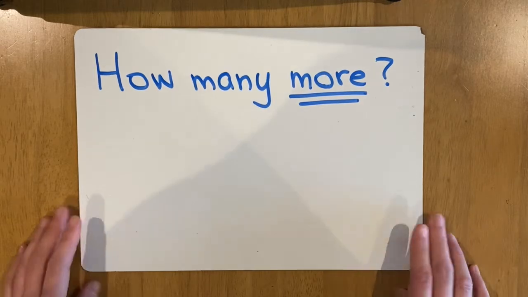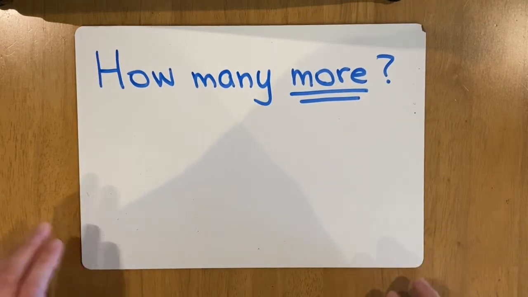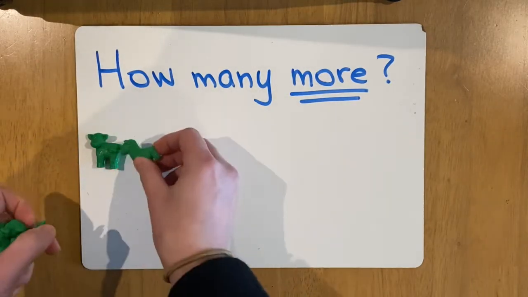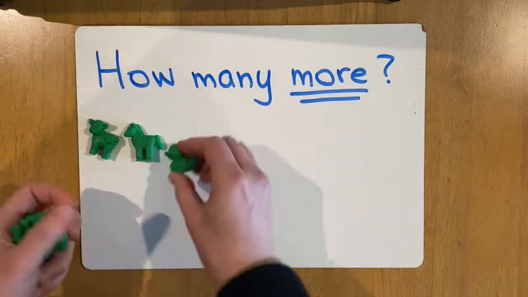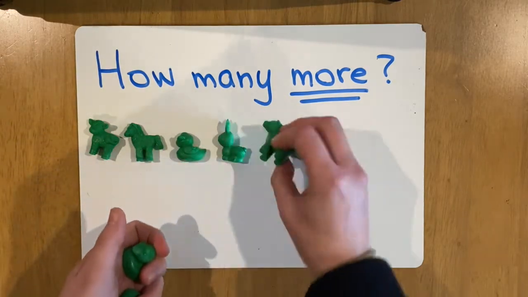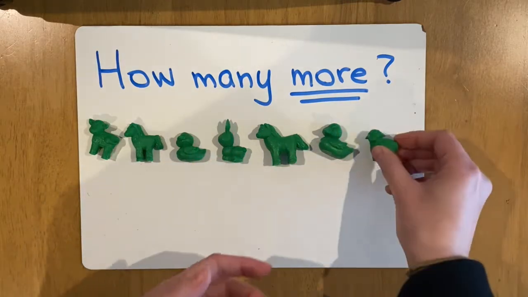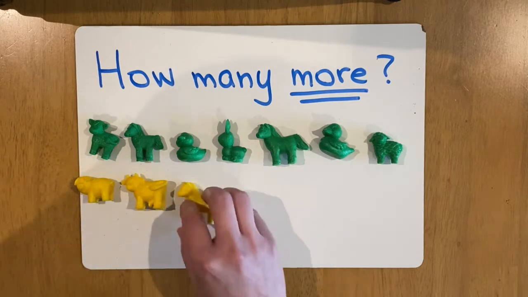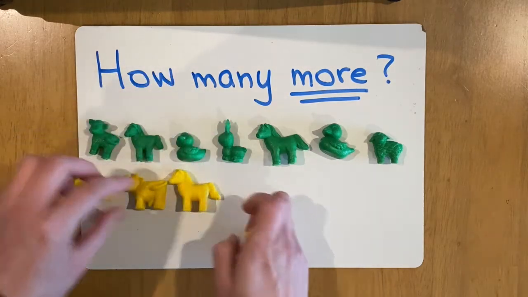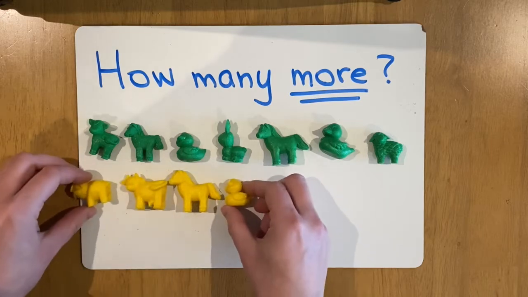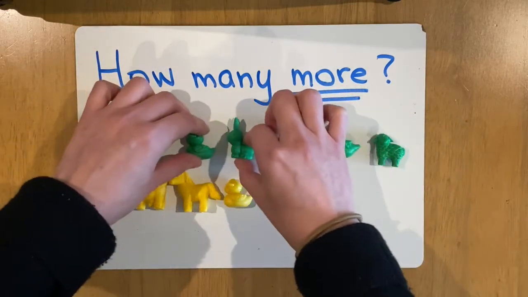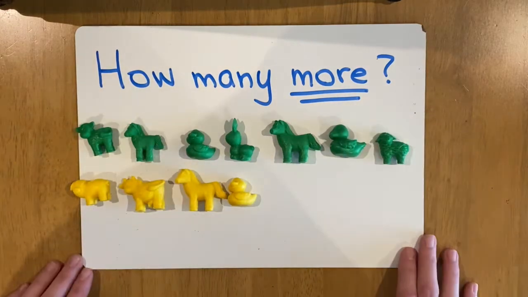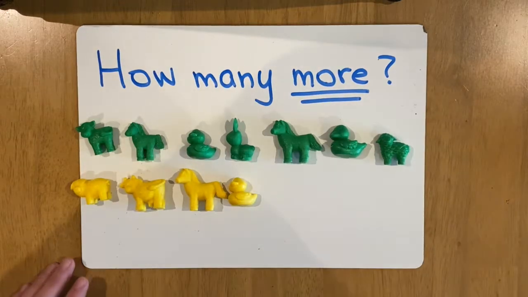So how many more? This is the first thing we're going to do some revision on. We did this when we did subtraction in school, but we might need some reminding. So I'm going to put out some green animals, and then I'm going to put out some yellow animals. Make sure they're lined up. That horse is a bit big, it's taking up a lot of space. Okay. So I've got some green animals and some yellow animals. I want to know how many more green animals are there?